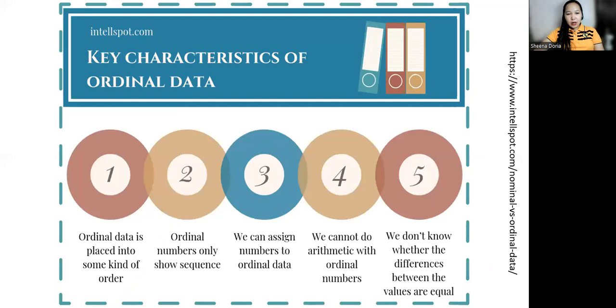Okay. So the key characteristics of ordinal data is, number one, ordinal data is placed into some kind of order. So that means, you know, something is greater than the rest because it has an order. Okay? Ordinal numbers only show sequence. We can assign numbers to ordinal data, and we cannot do arithmetic with ordinal numbers. We don't know whether the differences between the values are equal. Okay? So, one example here is this one.